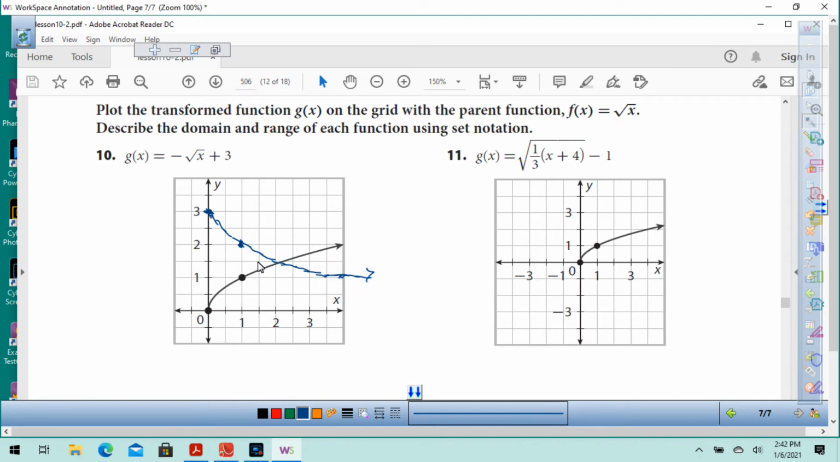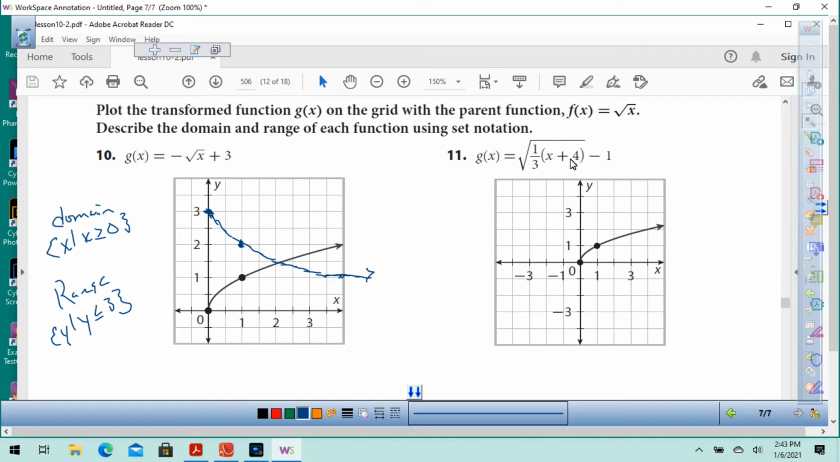So the domain is going to be x such that x is greater than or equal to 0. And the range, and that's because h is 0, is going to be y such that y, since it's negative, is less than or equal to, and k is 3. We good?